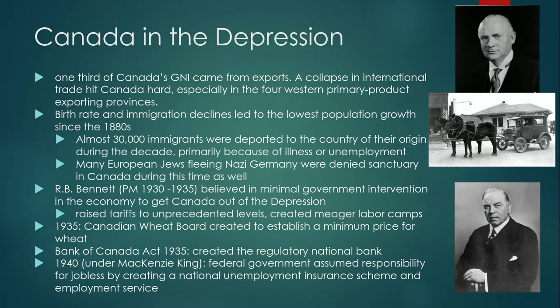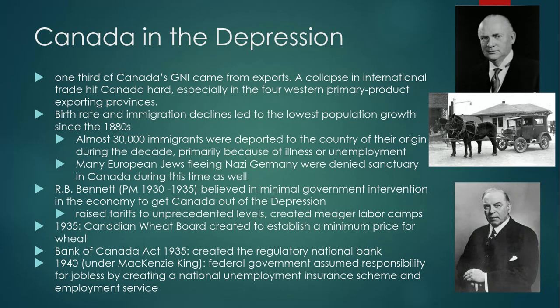So what happened to Canada in the Great Depression? Well, our social welfare system was inadequate to handle the effects and government's policy to handle it was misguided. A third of Canada's gross national income came from exports. So therefore, when international trade collapses, Canada gets hit really hard, especially in the four western provinces, because a lot of their industry was based on primary product exporting.